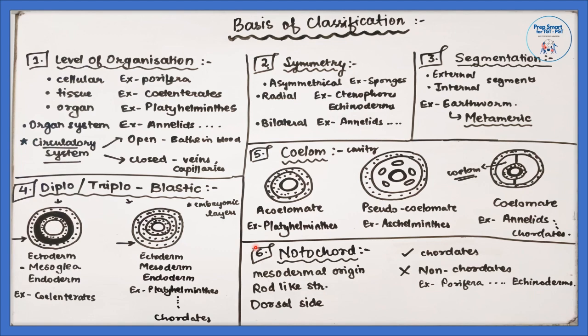Based on its presence and absence, animals which lack a notochord are termed non-chordates, and those having the presence of notochord are termed chordates. So non-chordates are from Porifera to Echinoderms. These were the bases of classification according to which the animals are divided into various phyla and classes.